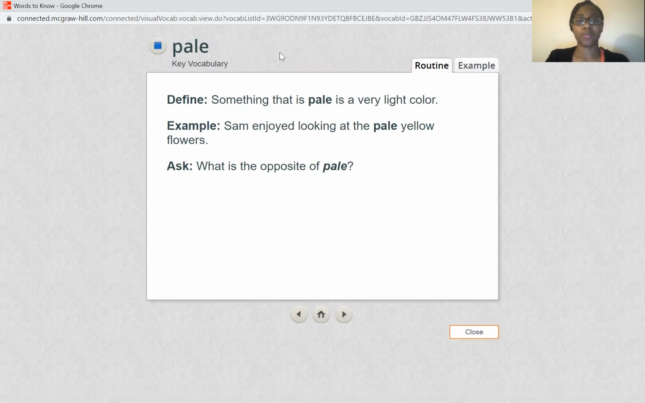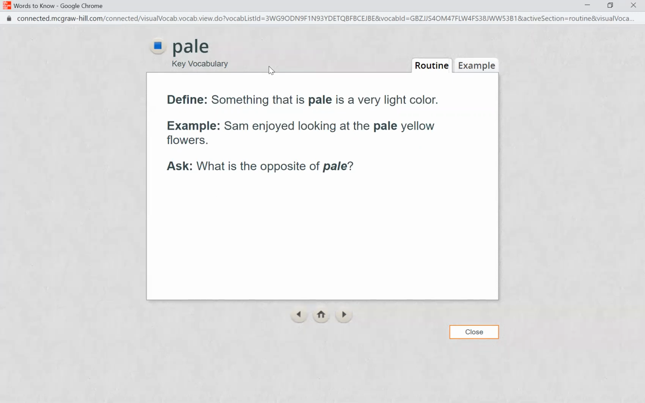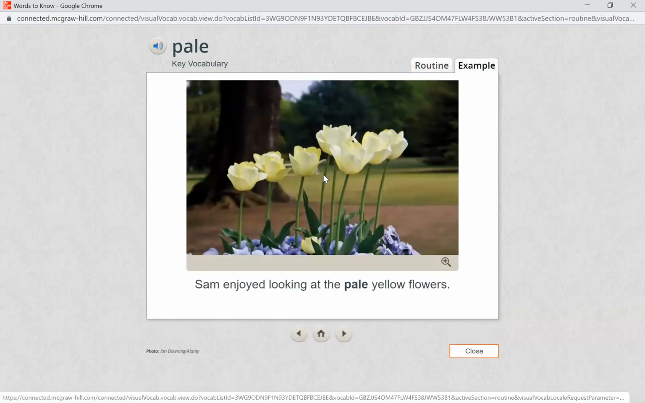Pale. Something that is pale is a very light color. Sam enjoyed looking at the pale yellow flowers. What is the opposite of pale? Okay, so if something is pale, it's a very light color. So when we see a pale object, it still has color to it, but it is very light. So if you take a look at these flowers here that Sam enjoyed looking at, what color do you see? You see yellow, right? But it's very, very light.